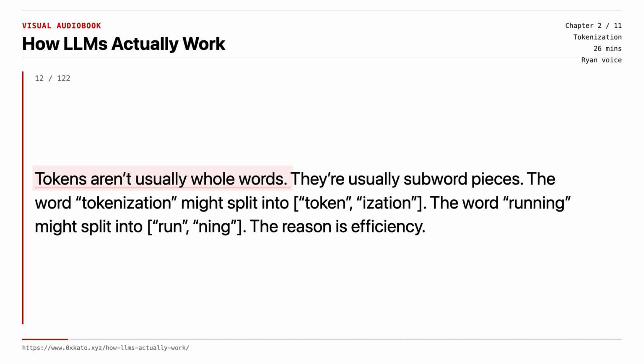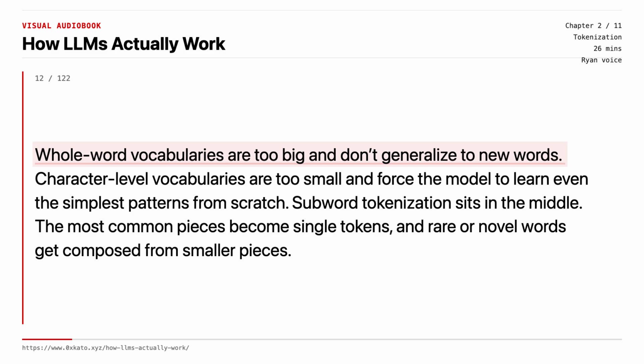Tokens aren't usually whole words. They're usually subword pieces. The word tokenization might split into token-ization. The word running might split into run-ning. The reason is efficiency. Whole word vocabularies are too big and don't generalize to new words. Character-level vocabularies are too small and force the model to learn even the simplest patterns from scratch. Subword tokenization sits in the middle. The most common pieces become single tokens, and rare or novel words get composed from smaller pieces.